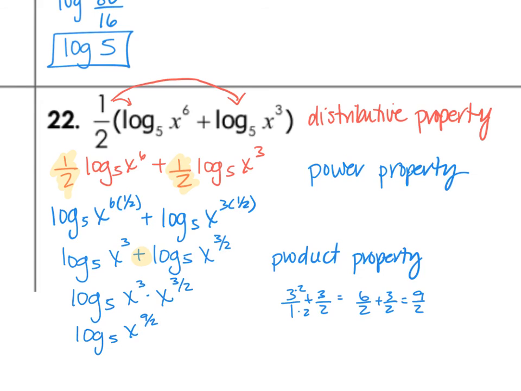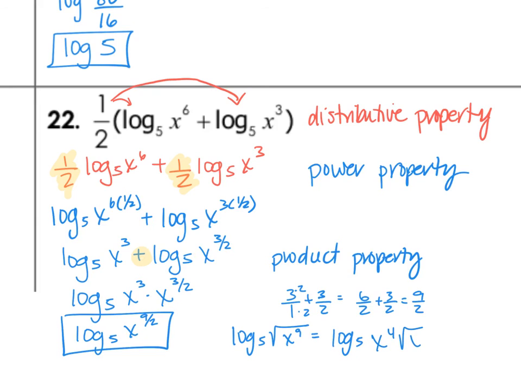And I can rewrite this if I want, but I'm going to leave it like it is. If you wanted to rewrite it, you could write it as log base 5 square root of x to the 9th, and then you could simplify that as log base 5, and this would be x to the 4th square root of x.